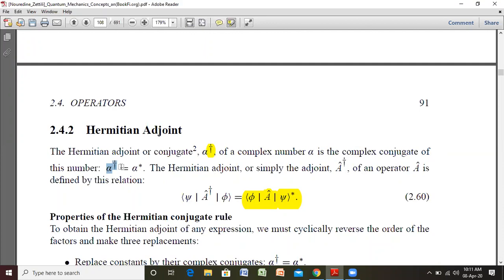It means A dagger is equal to A star. For example, if you have a complex number iota, its Hermitian adjoint will be minus iota, because A star is equal to iota star, which is minus iota. Just like a complex number. If you have a complex number, for example, 5 iota plus 3, its dagger will be equal to minus 5 iota plus 3, just like you take the complex conjugate of a number. That is very simple. And then we define the Hermitian adjoint of an operator.